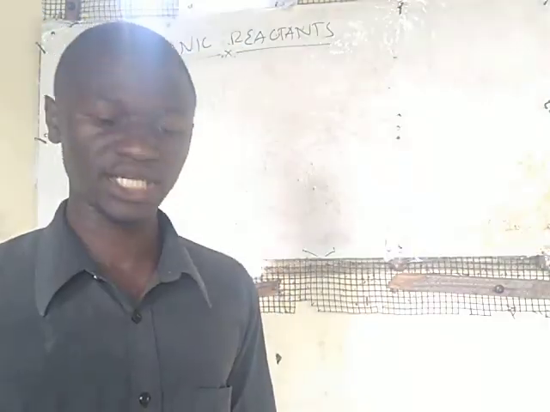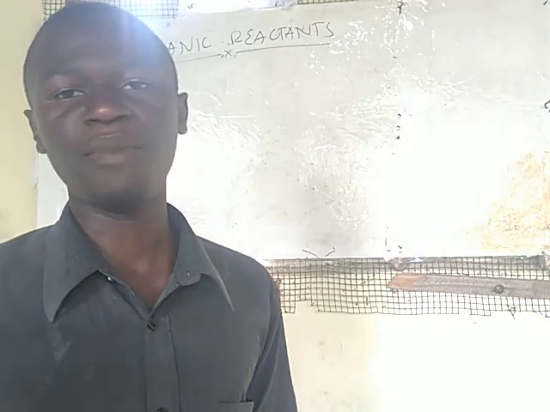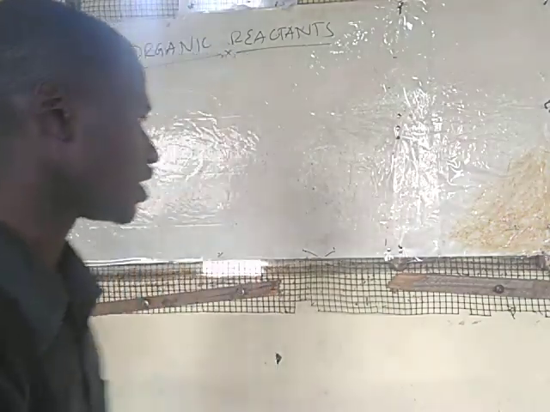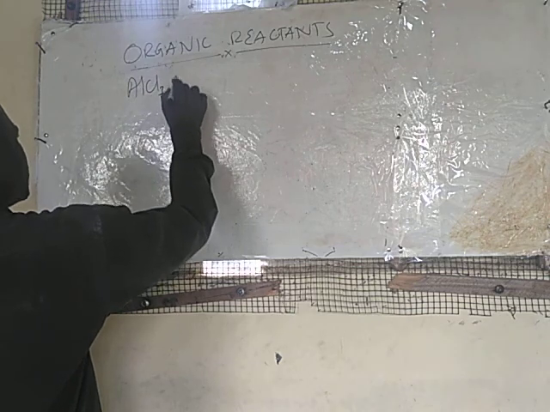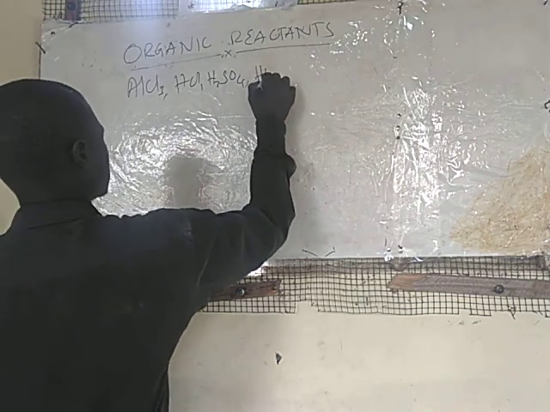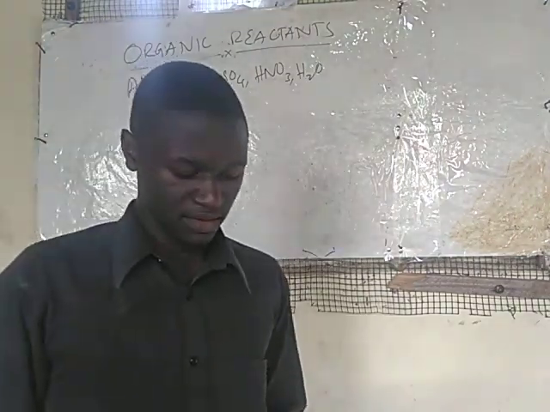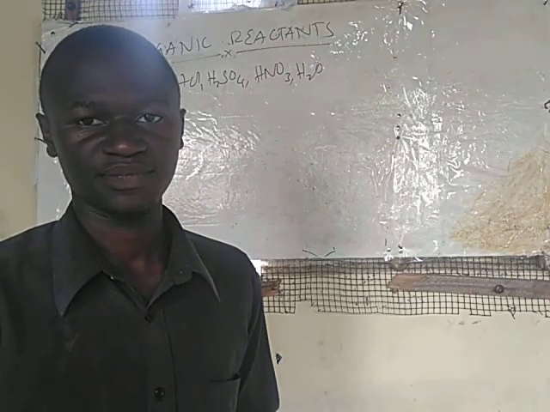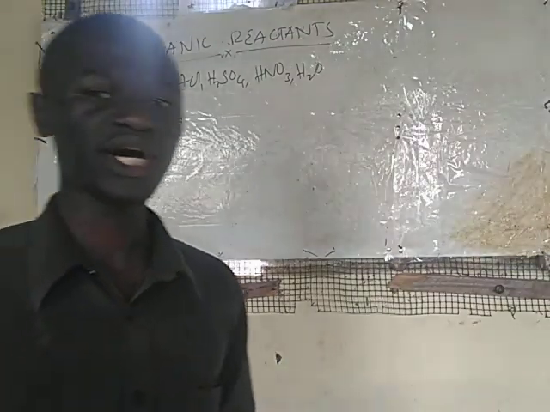Now, the important thing to note about organic reactants is that for a species to be an organic reactant, it is not necessary for the substance to be organic. Some of them are inorganic, but still they are organic reactants. Compounds like aluminium chloride, we write it as AlCl3, HCl, sulfuric acid, nitric acid, water, all of these are inorganic, but they take part in organic reactions, and that's why they are called organic reactants. So a compound being inorganic does not matter.